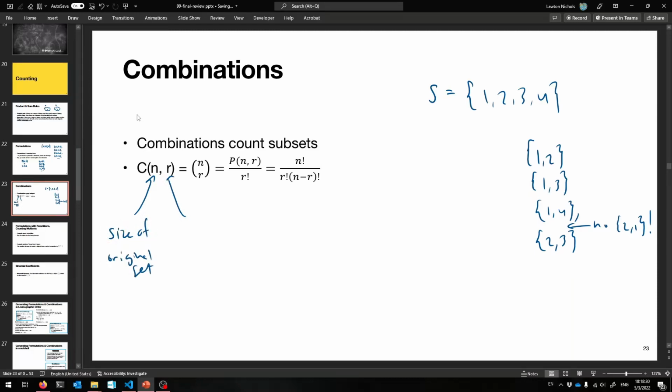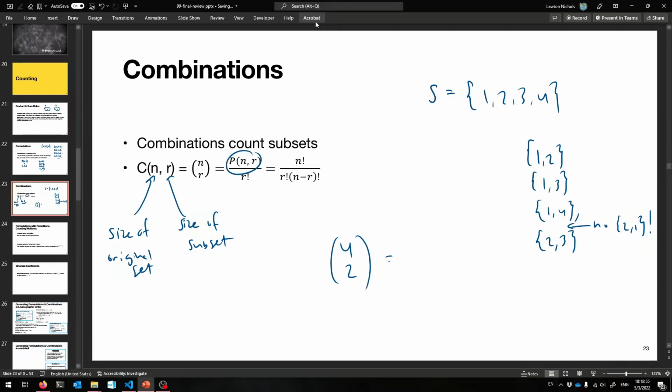And this is the size of the subset that you're trying to make. All right, so that's that. And so for example, the number of subsets of size 2 out of a size 4 set is going to be 4 choose 2, which is 4 factorial over r factorial times n minus r factorial. There's a lot going on there. But you can also do it this way.